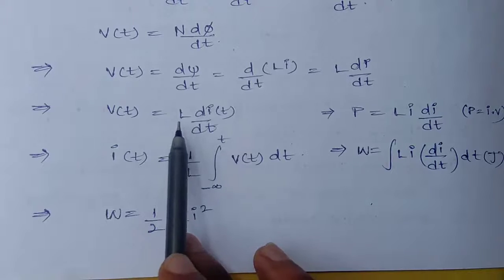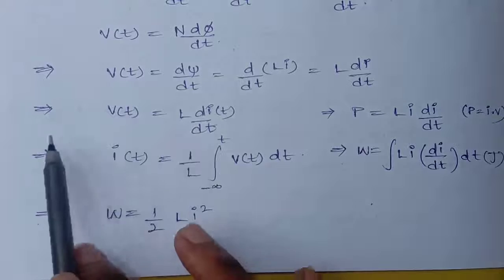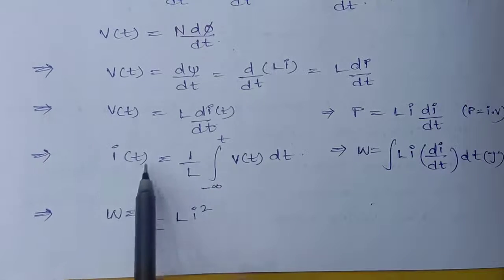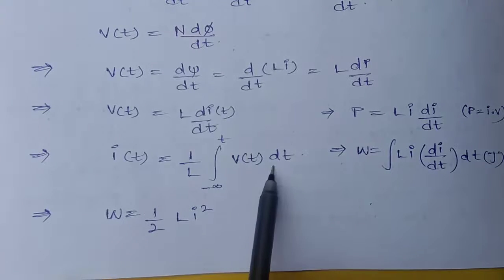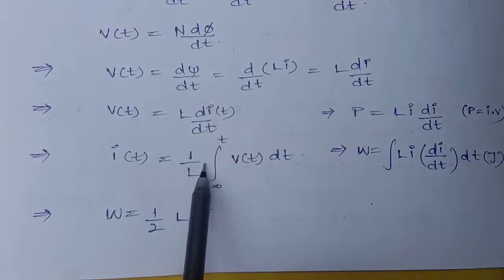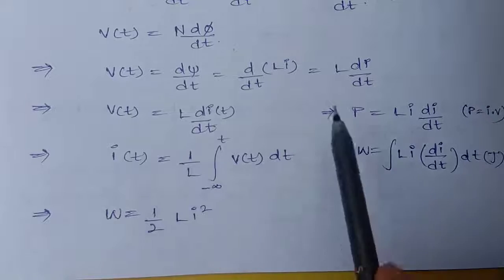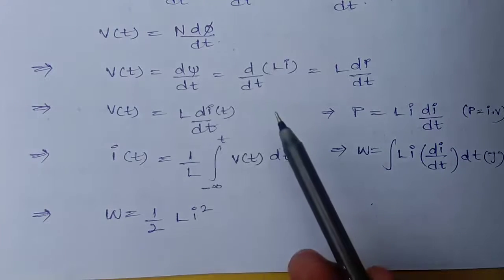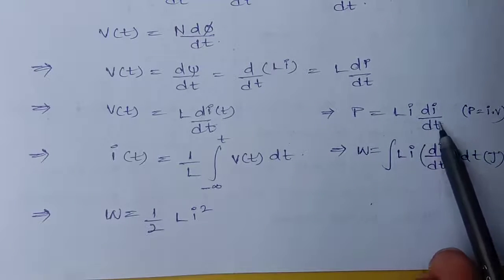We need to shift this L and dt from this side to this side, and we need to apply integration on both sides to remove this differentiation. We will get I of t is equal to 1 by L integration minus infinity to t V of t dt. If I want to find out the power from these two expressions, how we will find? The multiplication of voltage and current is nothing but power. That means we already know the voltage expression, and we need to multiply with the current. That's it. We'll get P is equal to Li di by dt.